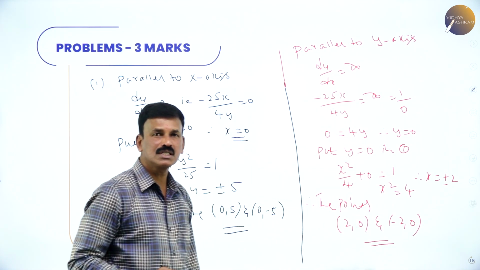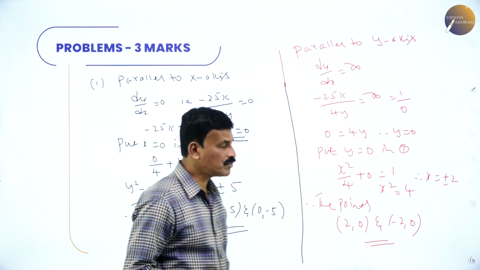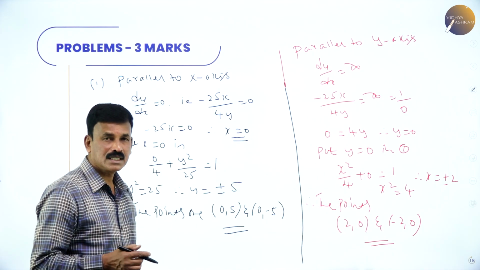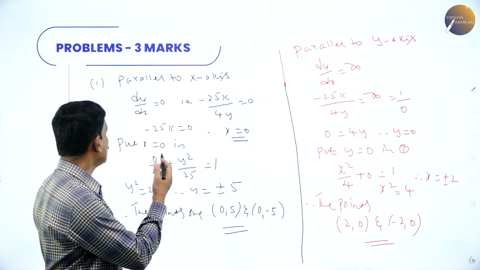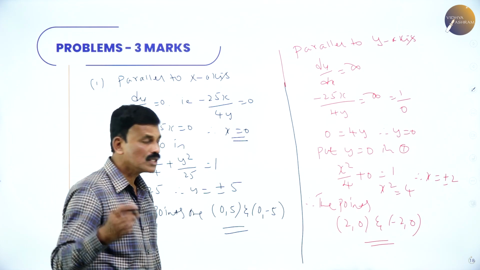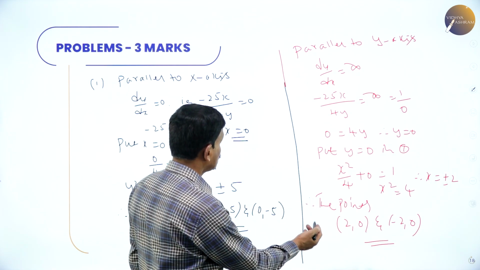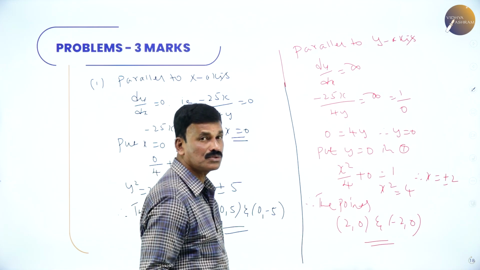When x is minus 2, y is 0. That's all. Right. So, these are the points. That means the points at which the tangent is parallel to x-axis are (0, 5) and (0, minus 5). The points at which the tangent is parallel to y-axis or perpendicular to x-axis are (2, 0) or (minus 2, 0).